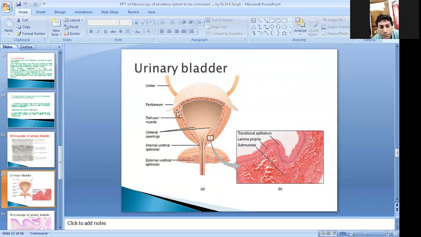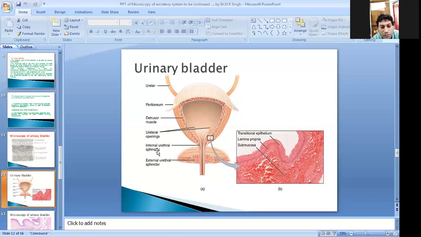So these muscles, the detrusor muscles, help in the passage of urine from the urinary bladder. When these muscles contract, the urine will leave from the urinary bladder and move to the urethra. And when these muscles relax, then the urine from the ureter will come into the urinary bladder.